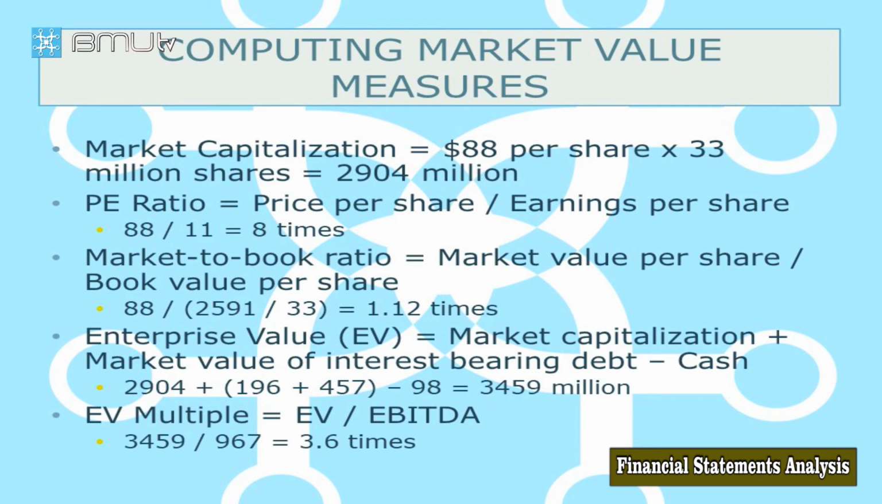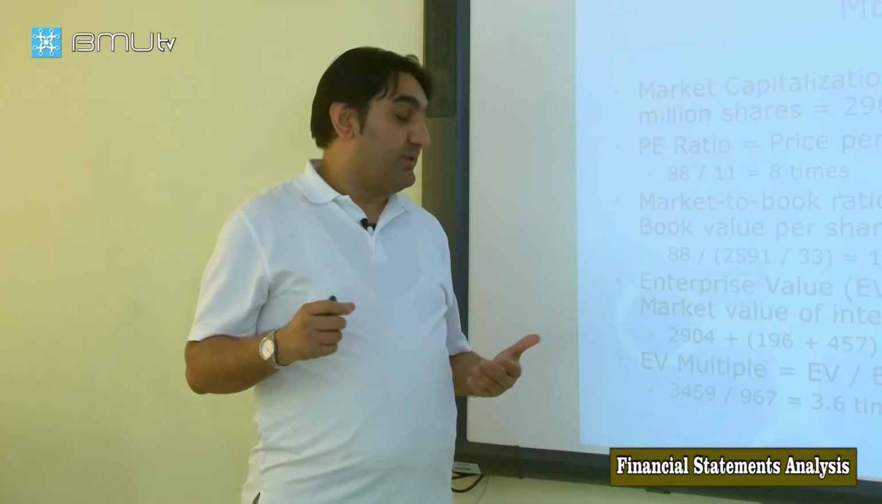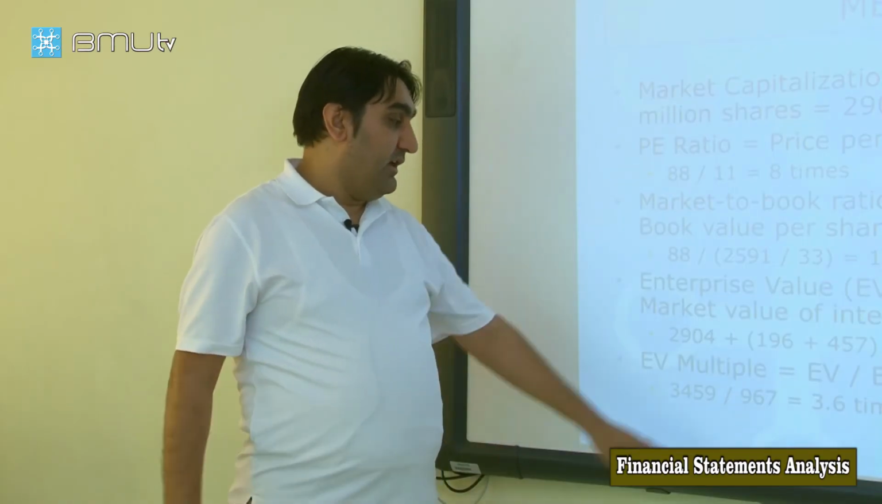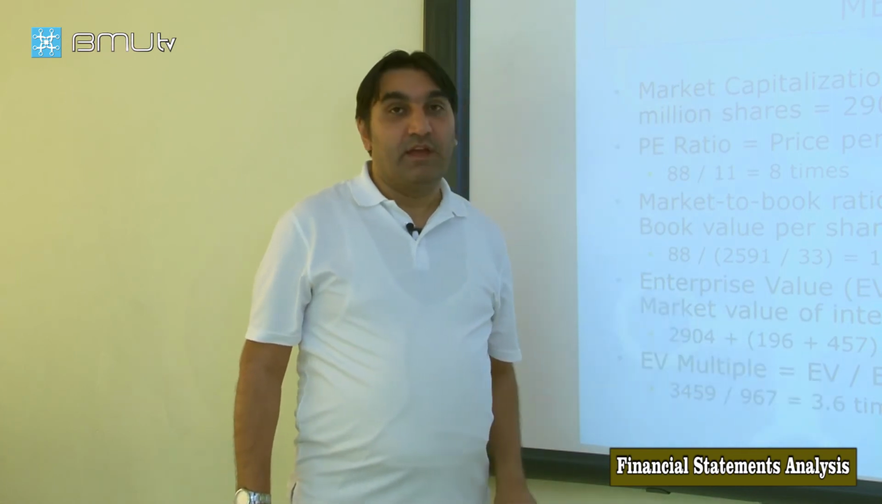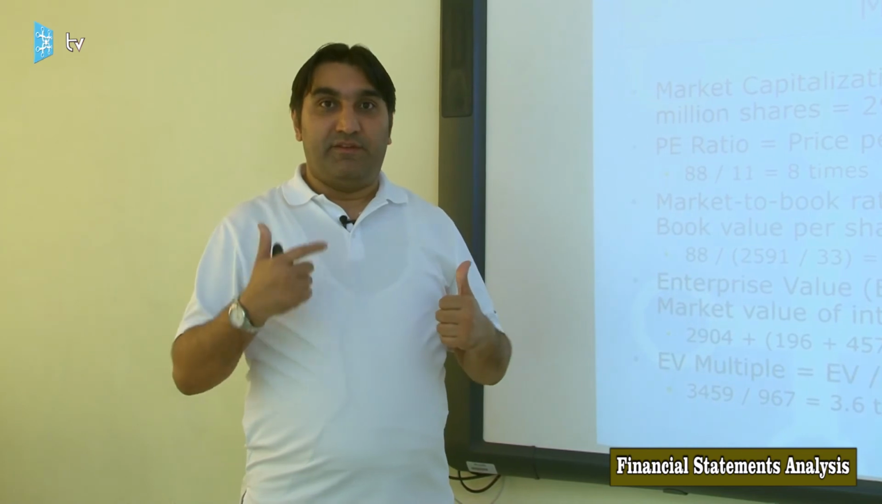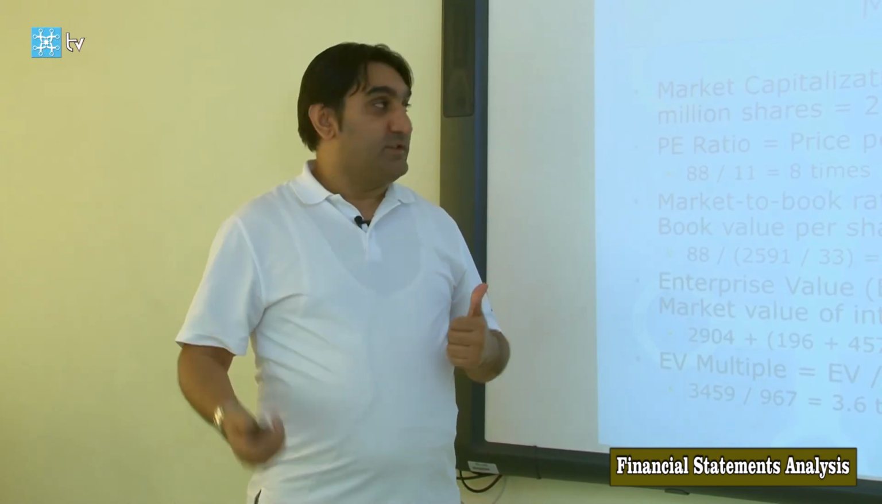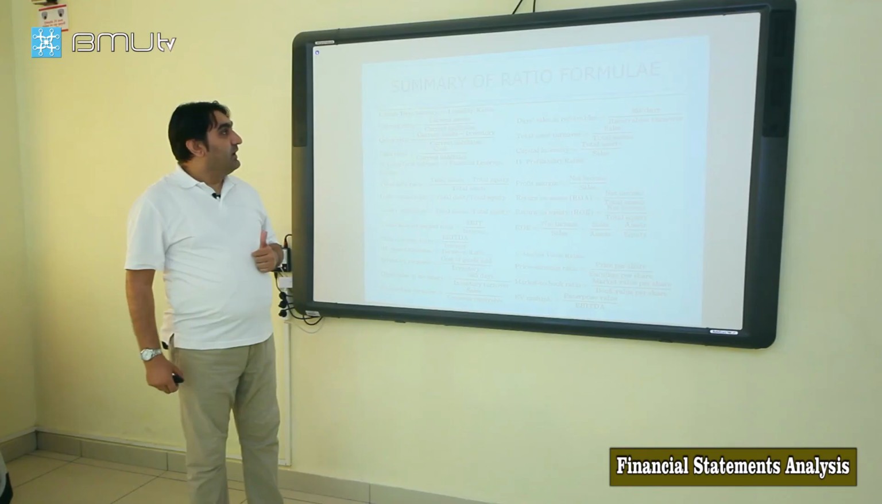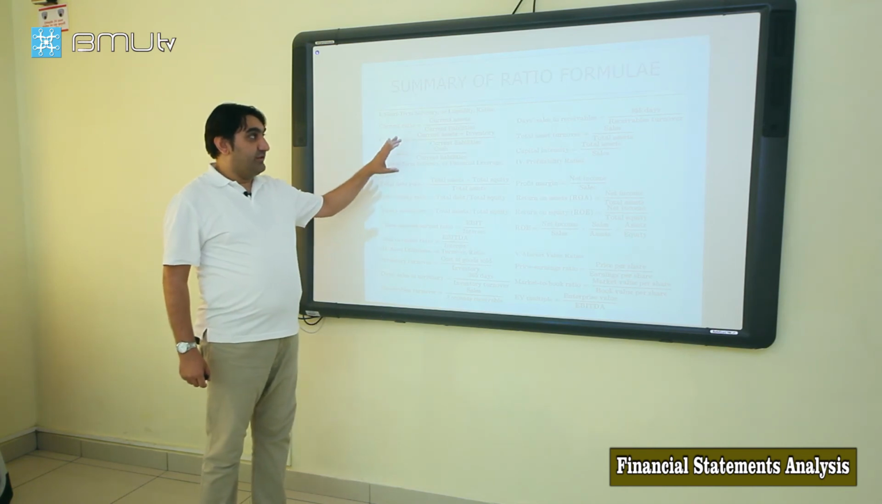And next ratio is EV multiple, enterprise value multiple, enterprise value divided by EBITDA. So that's 3.6 times. It shows how much company's operating income has produced enterprise value. Here is 3.6 times. Again, we need to look at how industry average changes. So here is a summary of ratios.